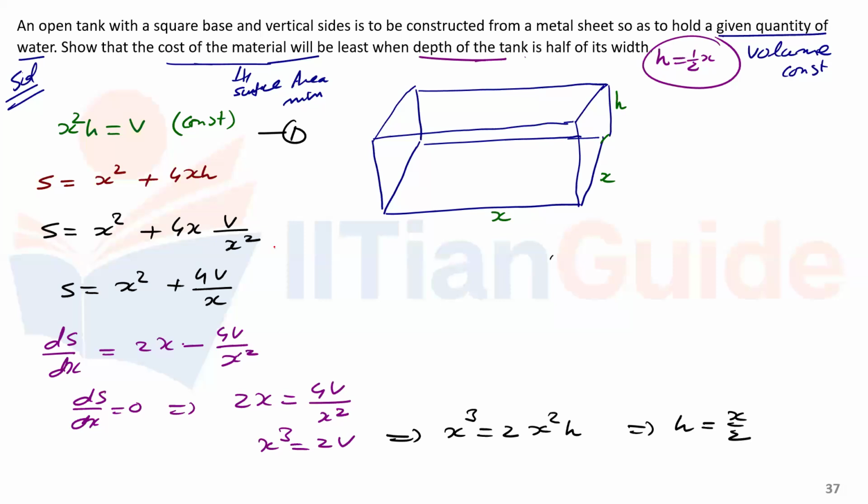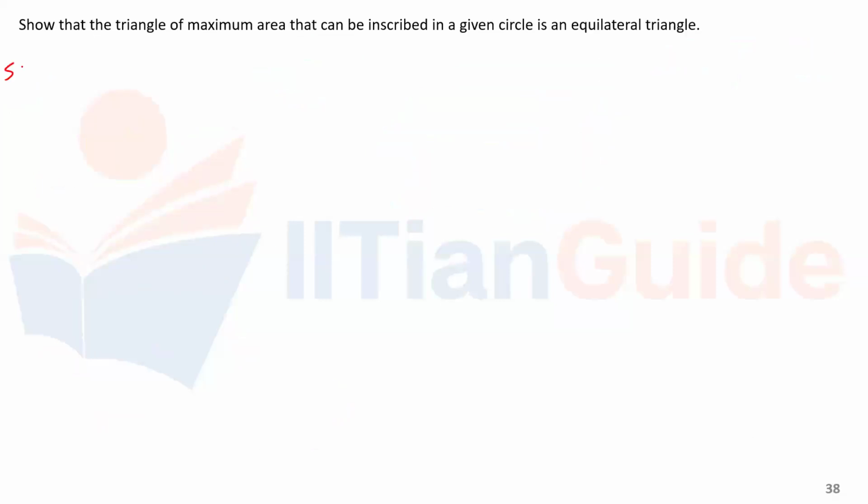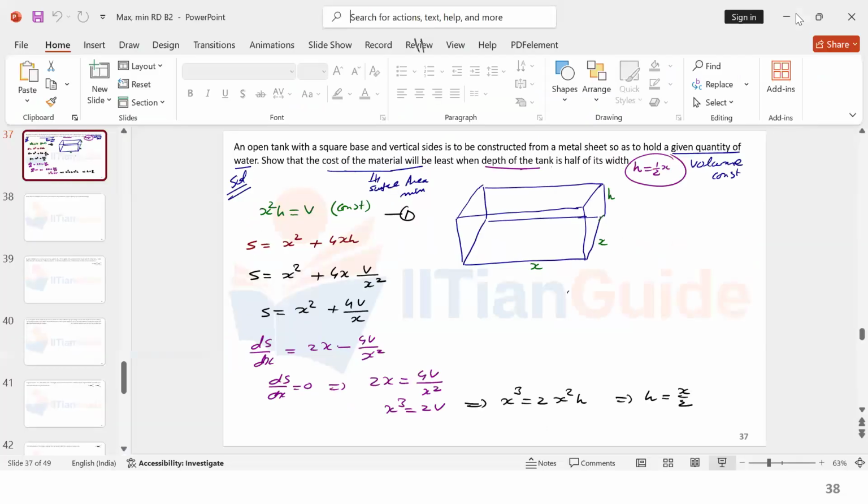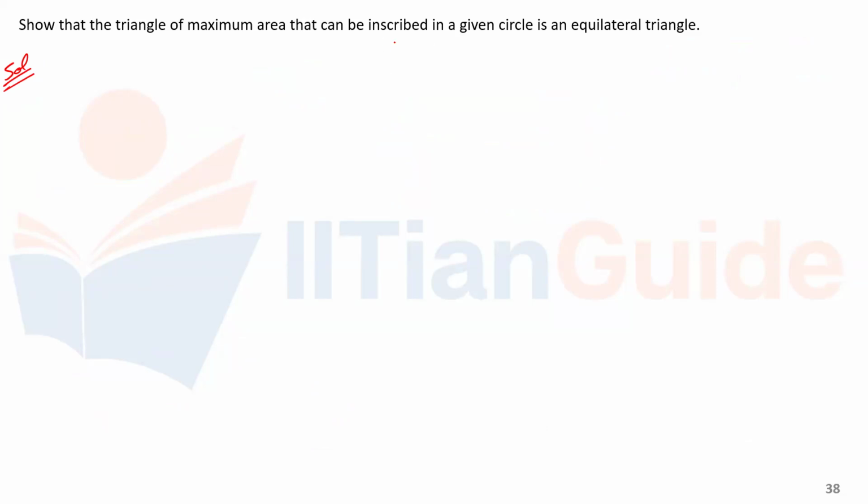Anyway, let's move on. We have this question. Show that the triangle of the maximum area that can be described in a given circle is an equilateral triangle. We are given a circle. That means the radius or center, whatever we have, is constant. We need to prove the area is maximum. Basically, I will have to differentiate the area, and the area is maximum. We need to prove that it has to be an equilateral triangle.